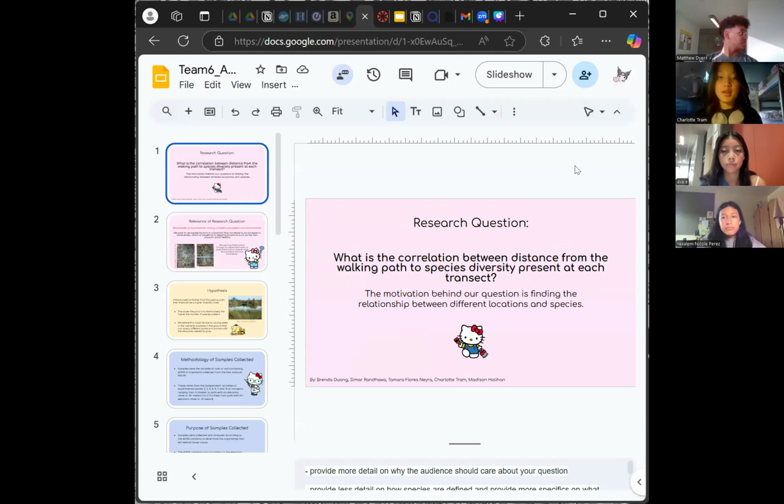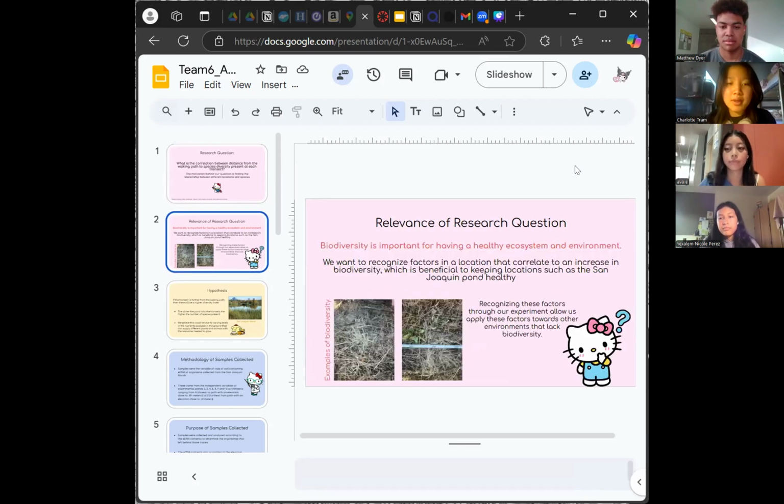Okay. So my presentation, my research question was, what is the correlation between distance from walking path to species diversity present at each transect? So it's similar to the last presentation. The motivation behind our question is finding the relationship between different locations and species. So we're trying to find the diversity and seeing if the location affects anything with that.